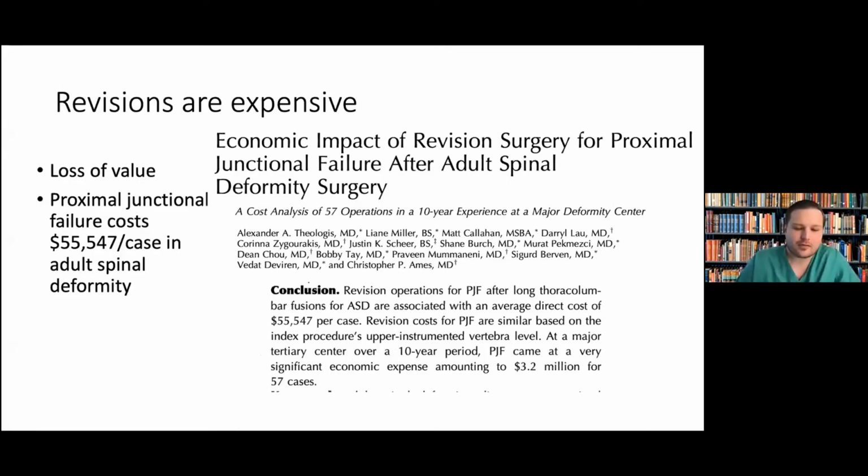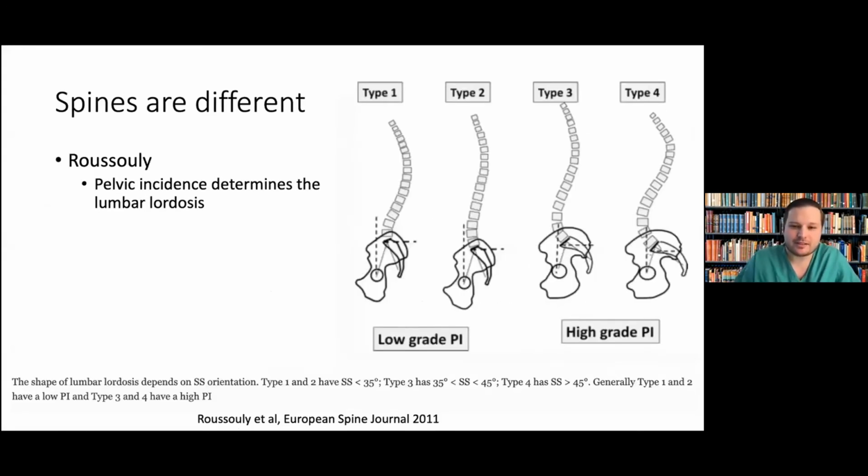So another reason to plan is that failure to plan and failure to execute your plan appropriately is costly, right? So proximal junctional failure, and this is in relation to spinal deformity patients, but like I said, you can make the argument for all spinal fusion patients. At UCSF, they found that a proximal junctional failure costs approximately $55,000 per case, right? So this adds up.